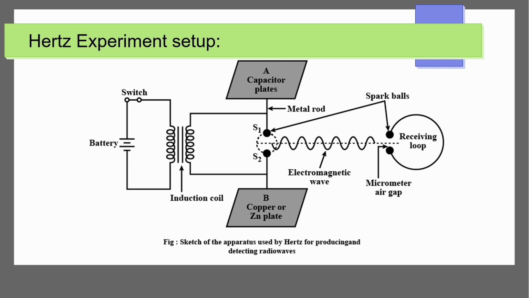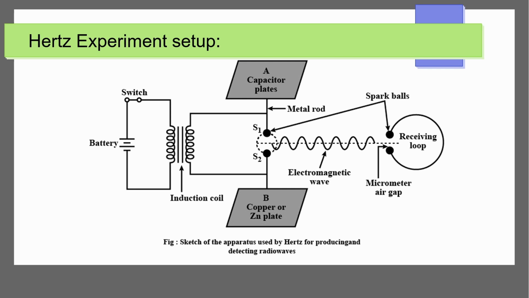So the procedure for this experiment is that, first of all, we have to generate the wave. Hertz closed the switch to allow the battery to energize the induction coil. This caused a high voltage discharge across the spark gap in S1 and S2, producing oscillating currents in the transmitter. These oscillations then created electromagnetic waves which propagated outwards from the transmitter. Now, the receiving loop is placed near the transmitter. When the electromagnetic waves reach the loop, they induce a current, resulting in a tiny spark across the micrometer air gap. And the sparks in the receiver confirm the presence of the electromagnetic waves.